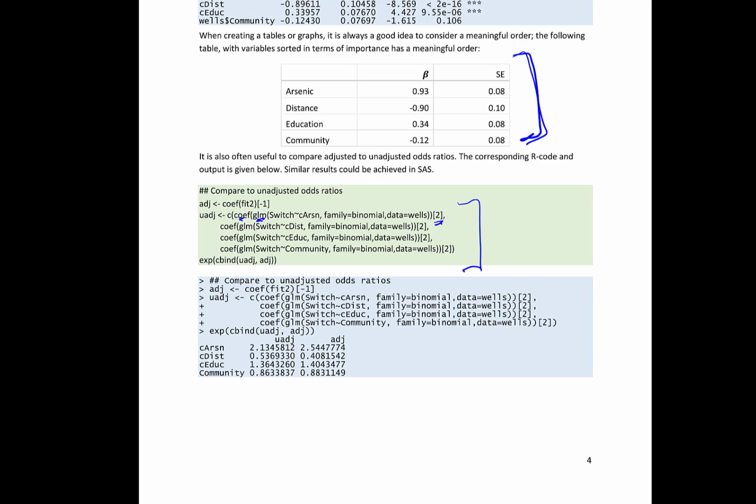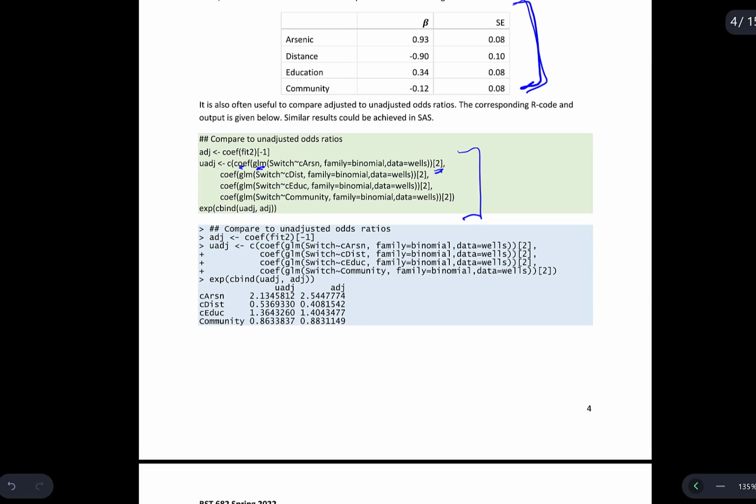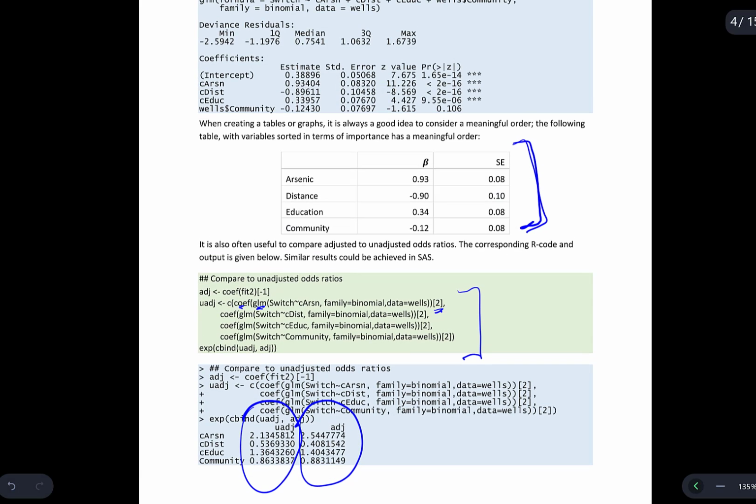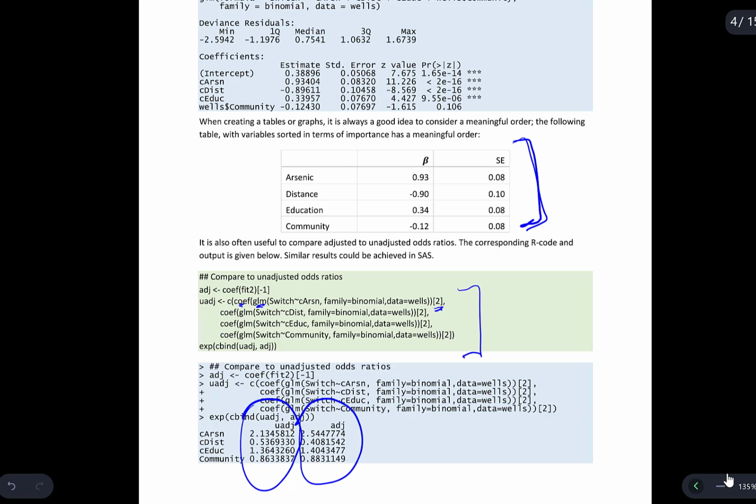But this looks more complicated than it is. You're really just fitting 4 different models where each of those has a single explanatory variable and pulling out the coefficients. And you can see that down here. Here we have the unadjusted. And then the adjusted comes straight from the additive model, where we've taken these estimates and then taken e to the power of those estimates. And so you can see that here.